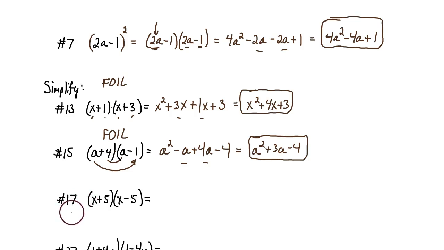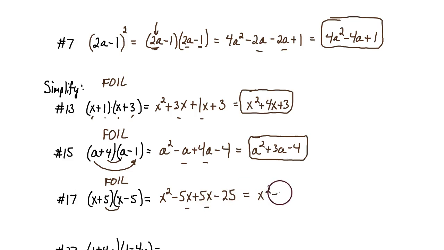Number 17 has that same pattern, a binomial times another binomial. We're going to use FOIL. X times x is x squared. X times negative 5 is negative 5x. Now the inner product, the 5 times the x, that's positive 5x. And now the last terms, the 5 times the negative 5, that's negative 25. This term and this term are like terms and will combine. We get x squared minus 25.